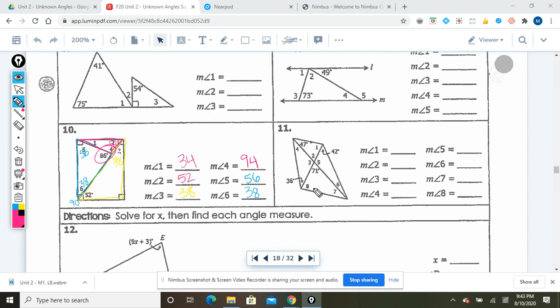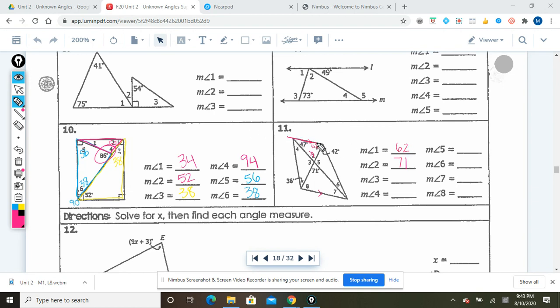All right, and then last one. These lines are parallel. It was kind of hard to see. Okay, first thing I see is 71 and 71, these vertical angles. So angle 2 is going to be 71. Then I can find the top triangle. So 180 minus 47 minus 71. So that means angle 1 is going to be 62.